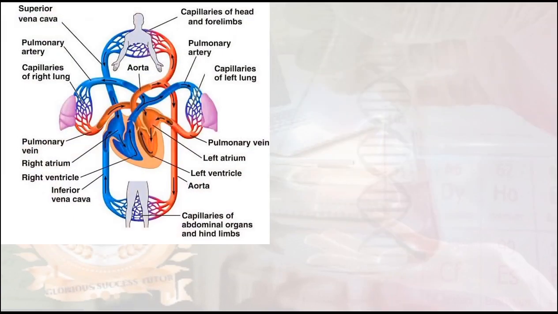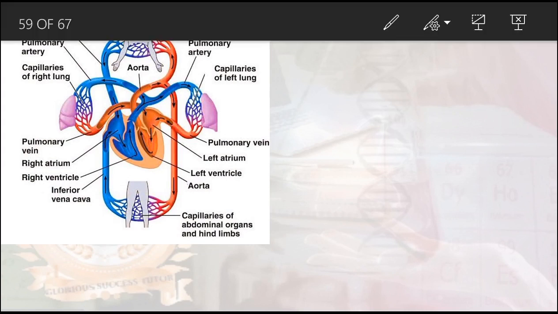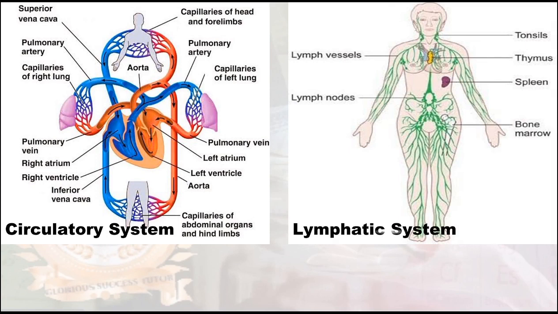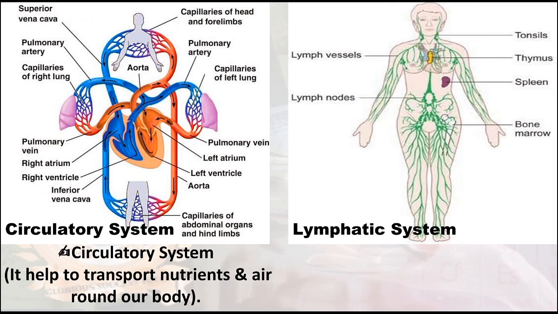Okay, good. Here we have another system of our body. You can see, what organ is this? This is the heart. So this is circulatory system and lymphatic system. Can you see that now? Circulatory system and lymphatic system. What do we mean by circulatory system? Circulatory system is the type of system in our body that helps us to transport nutrients and other gases or air around our body system.